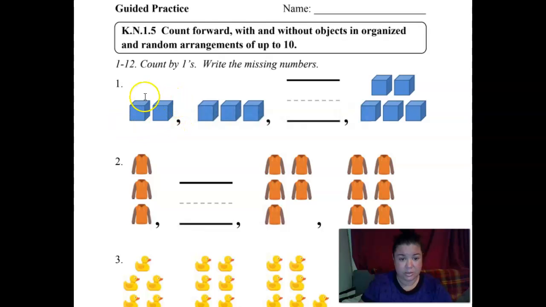So look at this first one. How many blocks do we have there? 2. What's next? 3. You have a blank space. How many is in this last one? 1, 2, 3, 4, 5. So what goes between 3 and 5? I kind of told you the answer there, didn't I? Yeah. So what is that number? You want to write it down? It is 4.